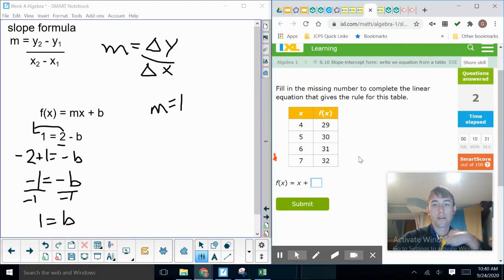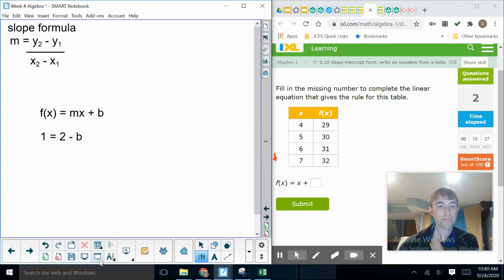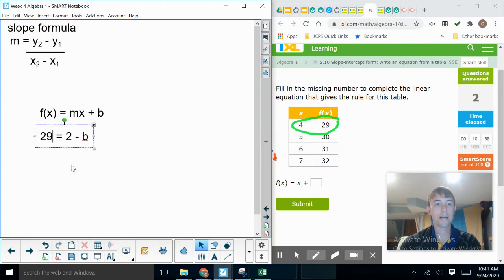All right. That one was a little bit complicated, so we're going to do it again. We have different values this time. I'm going to substitute my smaller numbers in for f of x and x. So let's go back to our equation. f of x this time equals 29. x equals 4. Okay, m is 1, so 1 times 4 is 4. This time it's plus b, so it's a little bit easier. And we want to solve for b.